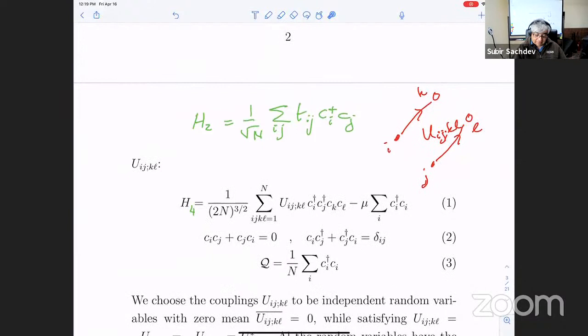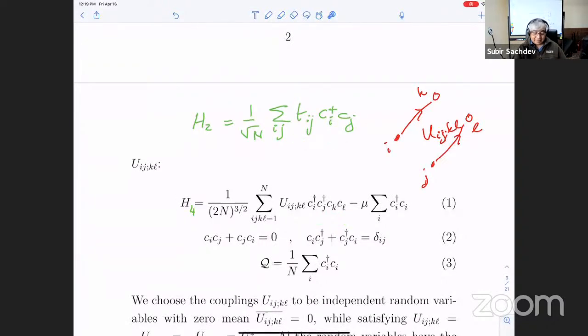What else was I going to say? One of the remarkable features, I'll probably get to that in my lectures, is that the self-averaging here is actually stronger. For this system it is much stronger than the self-averaging here.